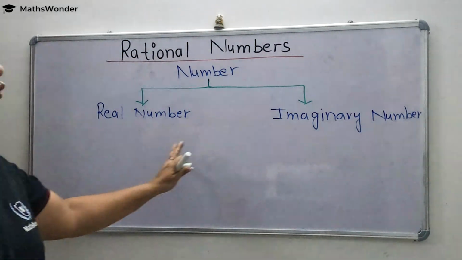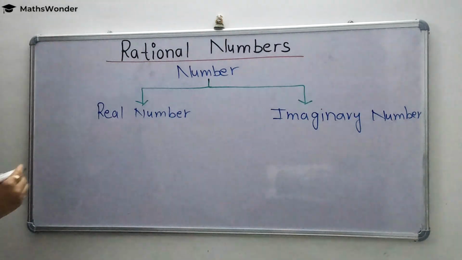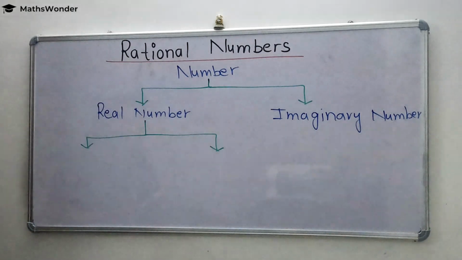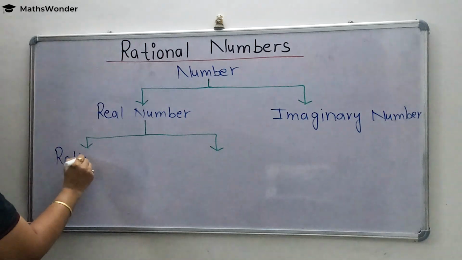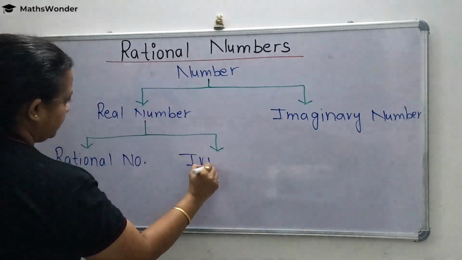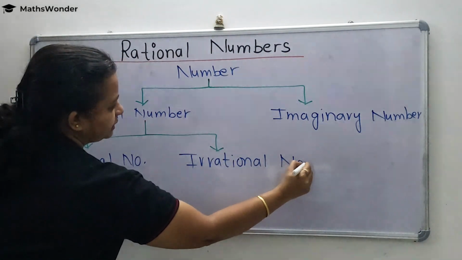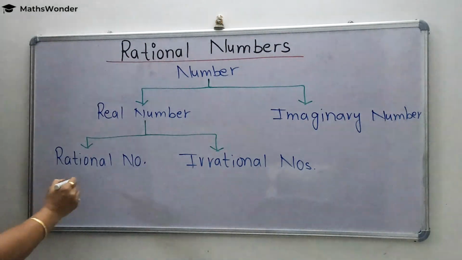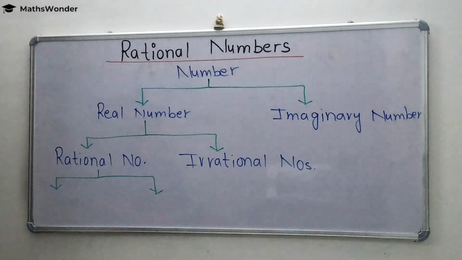So in number we have two categories. These are the vast categories. Under real number we have two categories. One is rational number and the other is irrational number. Under irrational number, you know what the numbers are, right? Under rational number, everyone comes under this category.